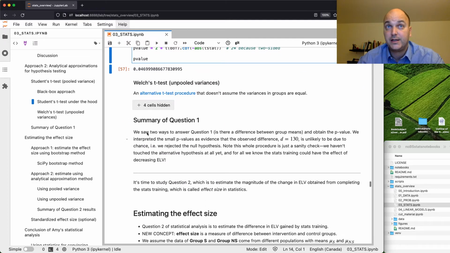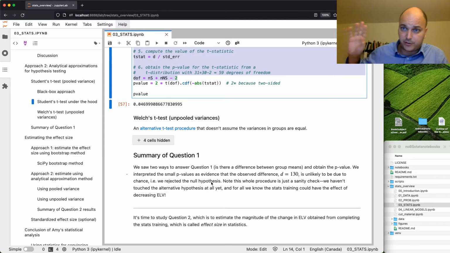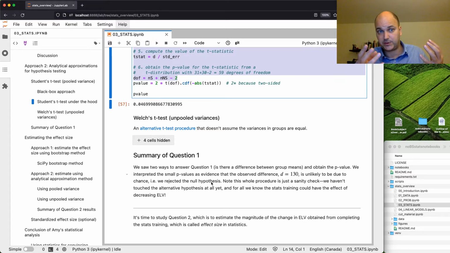Okay, let's summarize. We have an answer to question 1. The question was, how likely or unlikely is the difference D of 130 to occur by chance, if there is no difference, in a hypothetical scenario? All of this we did here has nothing to do with real-world data, right? The model we used is under a hypothetical scenario where there is no difference between the two groups.